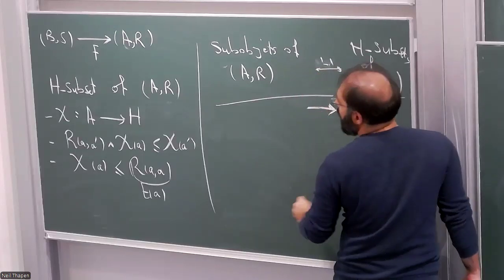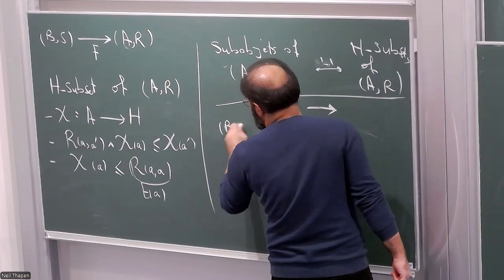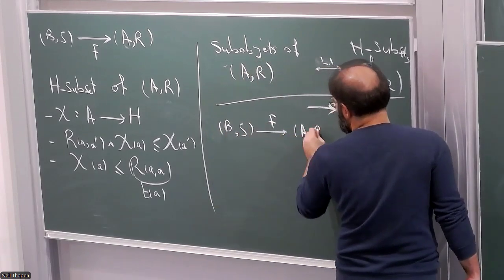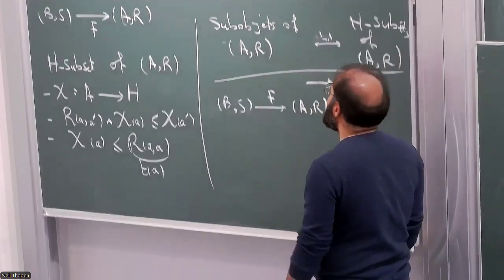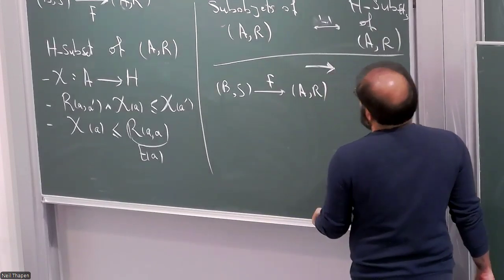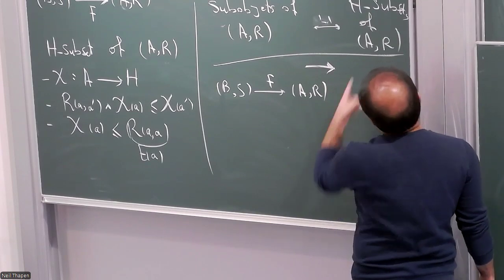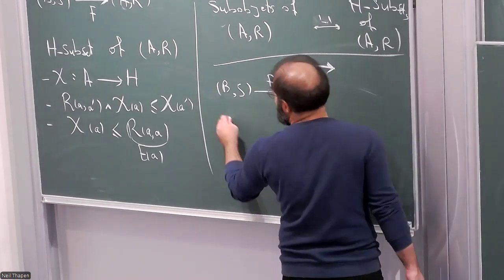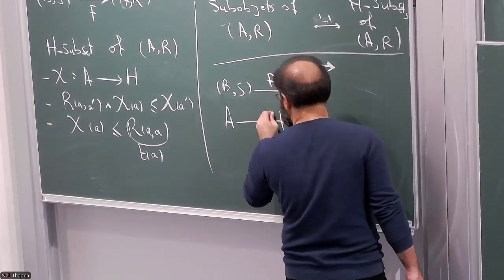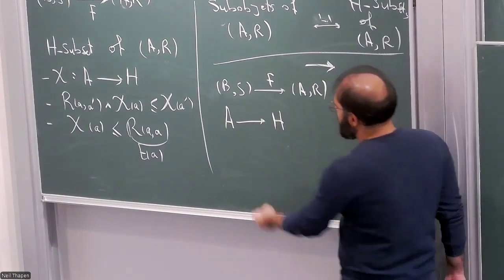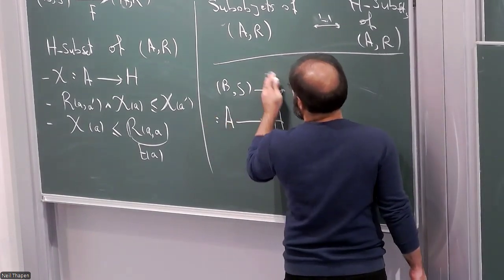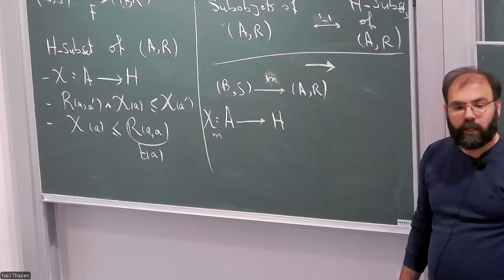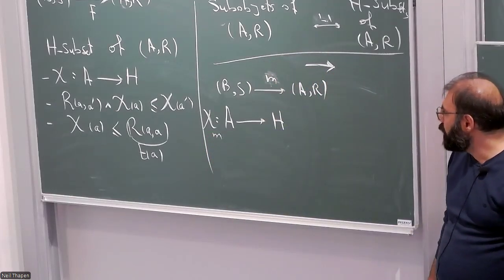So let's say that I have a map for this part of the game. It doesn't matter to have just a monic, so you can have any map. And how to define an H-subset? I have to go from A to H. How to do it? Let's say that this is M, and this is chi of M. How to define chi of M?